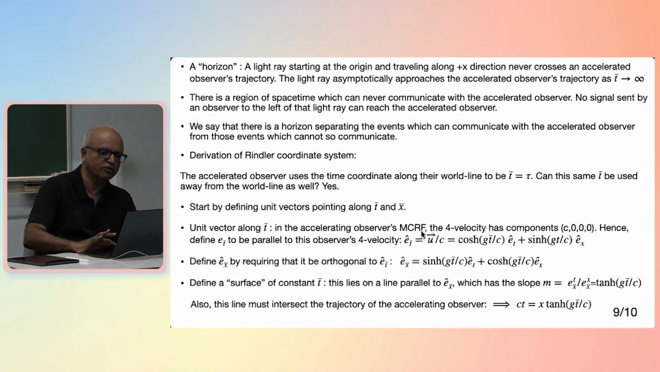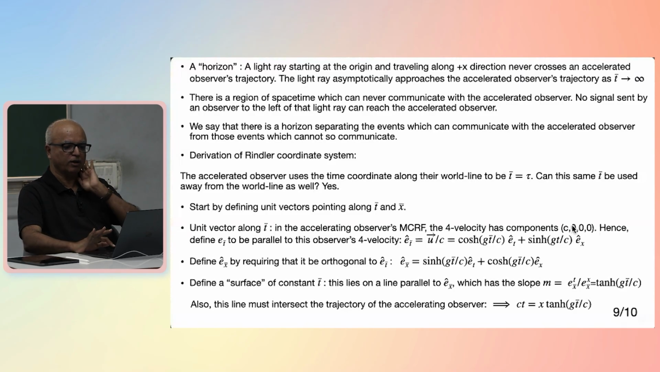In the accelerating observer's MCRF, the momentarily co-moving rest frame, the 4 velocity has components (c, 0, 0, 0). Yeah? In the MCRF, I am momentarily at rest, so the spatial components of the velocity are 0. The time component is dt equals dt bar, and dt will be the same. The time component is just c. So, the 4 velocity in the MCRF has only a time-like component.